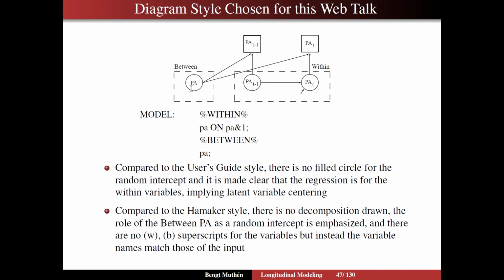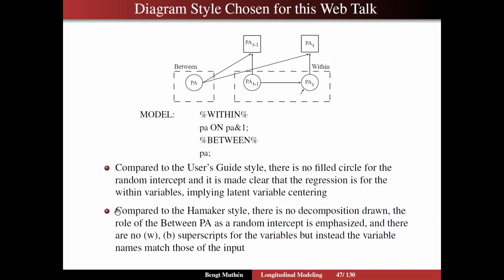So that implies, since it has unit loadings or unit coefficients here, the same coefficient 1 across time, that it is a random intercept. And we see it very clearly then in the drawing, and we don't have to work with any filled circles for that. We pull that out separately.